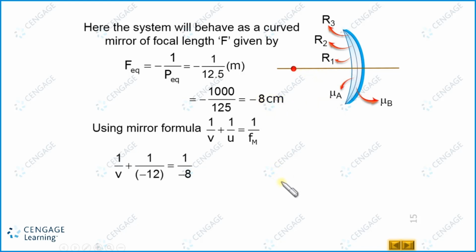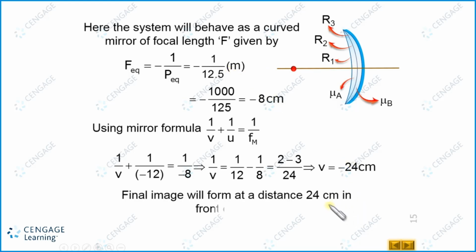So let us substitute these values. Now we can find the value of V. This is equal to 1 divided by 24, right, with the negative sign. So this is minus 24 centimeter. Minus 24 centimeter means in front of the mirror. That means we can say the final image will form at a distance 24 centimeter in front of the system.